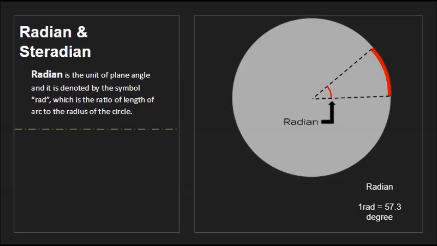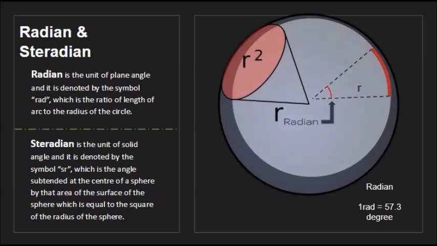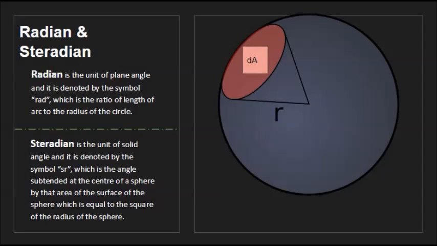1 radian is equal to 57.3 degree. Steradian is the unit of solid angle. Consider a sphere of radius r, then, the angle subtended by a small area dA on the surface of the sphere at the center of the sphere is called a steradian. One important thing is that the value of the area is equal to the square of the radius of the sphere. 1 sphere is equal to 12.57 steradian.